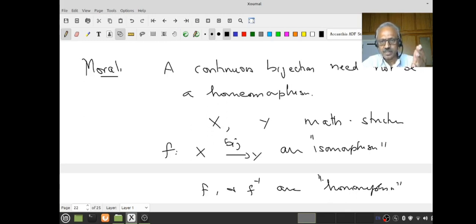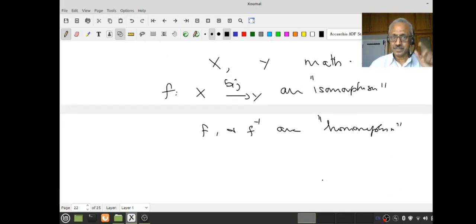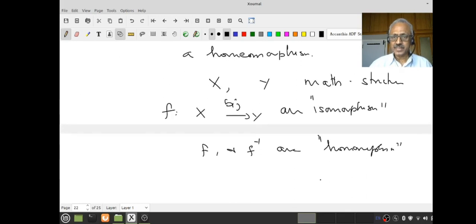Similarly, if x and y are vector spaces, f and f inverse must be linear maps. Of course, f must be bijective. And if x and y are topological spaces, what do I want? f must be a bijection so that f and f inverse are continuous. I insisted on that. Whereas in the case of algebra, if I have a bijection f from x to y which is also a homomorphism, then f inverse is a homomorphism of y to x. That is free. You understand that?